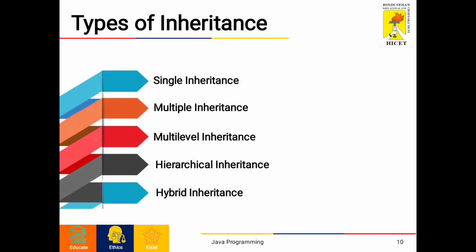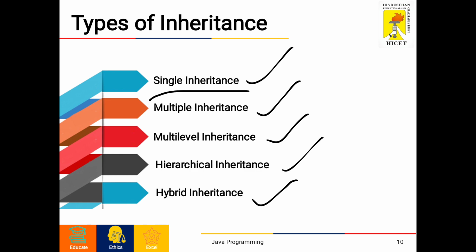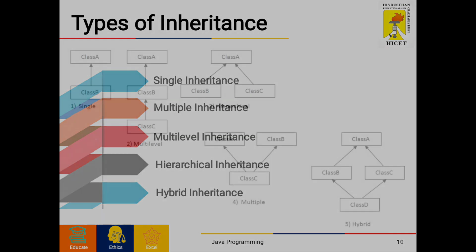So there are 5 types of inheritance: single, multiple, multi-level, hierarchical, and hybrid. Multiple inheritance cannot be supported through classes in Java. If we want to define a multiple inheritance, then with the help of interfaces only, we are able to achieve multiple inheritance in Java.